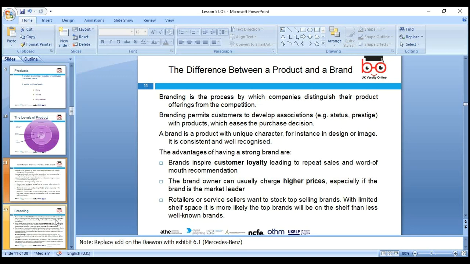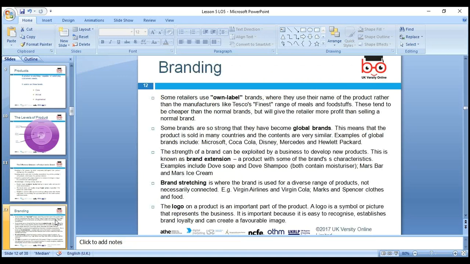Next, the brand can become market leader. Think about Nike, think about Apple, and various others. Retailers or service sellers want to stock the selling brand with limited shelf space. They want to make sure they sell more, and likely the top brand will be on the shelf rather than the less well-known brand. They want to make sure they get the maximum return.